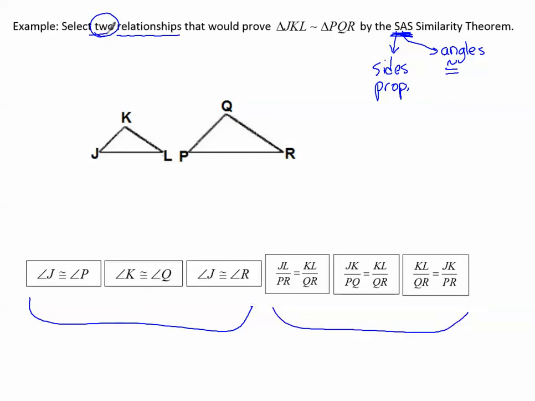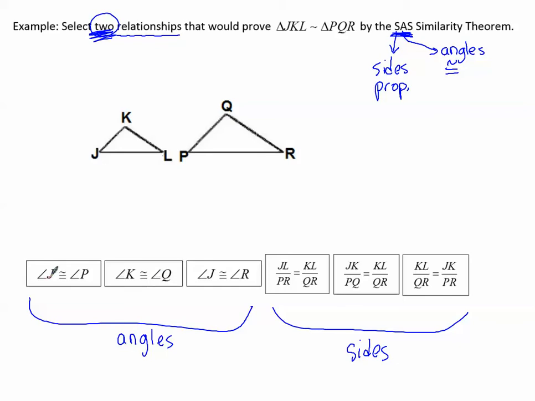Remember, pick two relationships. So because it's side angle side, one has to be from the sides, and this is the sides, and one has to be from the angles, and this is from the angles. Remember that side angle side says there is one pair of congruent angles. Those are the included angles. So what's the easiest way to look at this?